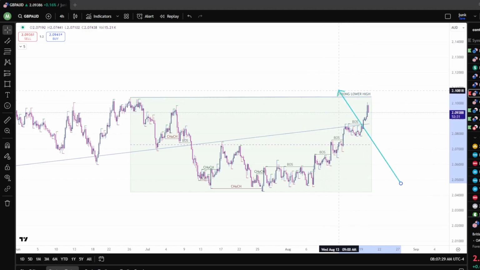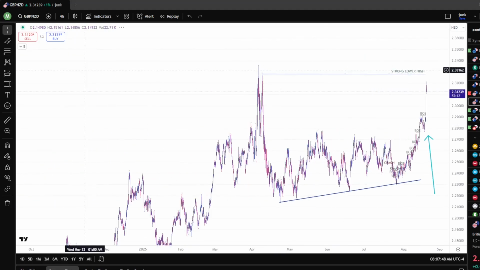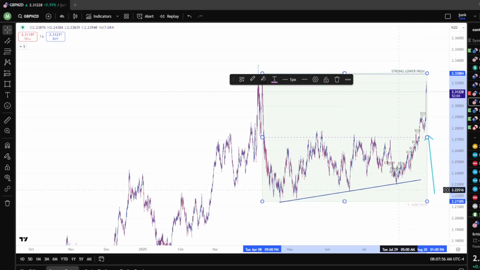So once it does take out this lower high, I'll look to take any type of buying opportunity once it does retrace back down. We're making this the new swing leg bullish for GBP AUD once this lower high gets taken out. GBP NZD. Let's go and map out the current range. And this has retraced a lot more.